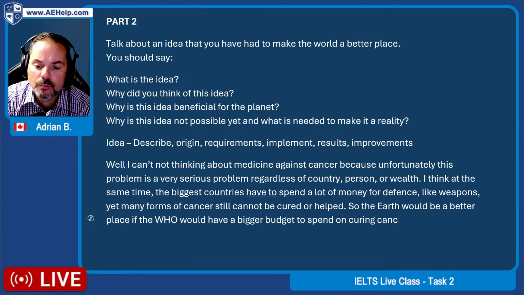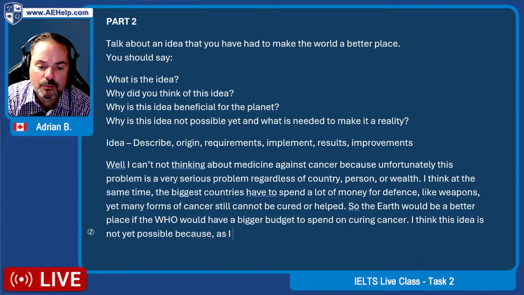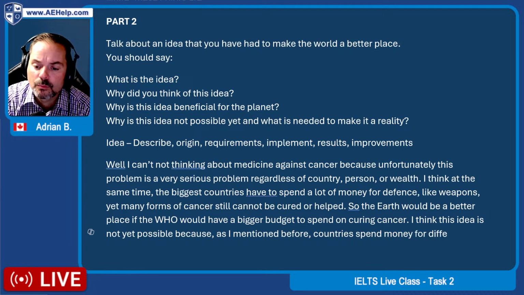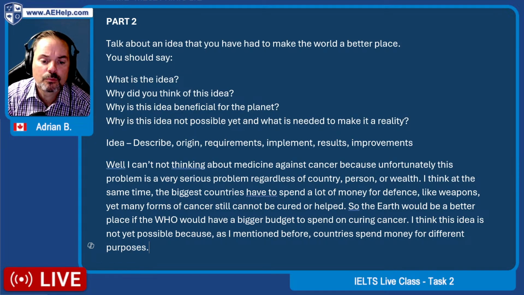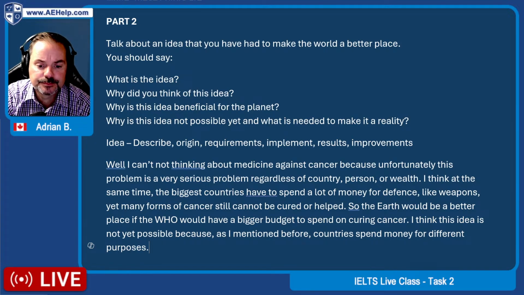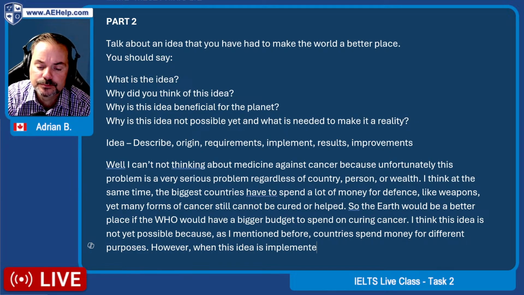But I think this idea is not yet possible because still, as I mentioned before, all countries, especially big developed countries, have to spend money for different purposes. But as soon as the situation will be improved, will be changed, and humanity, our population, our governments will find better purposes for spending budgets. For example, for such vital problem as cancer, the better place our Earth will be.